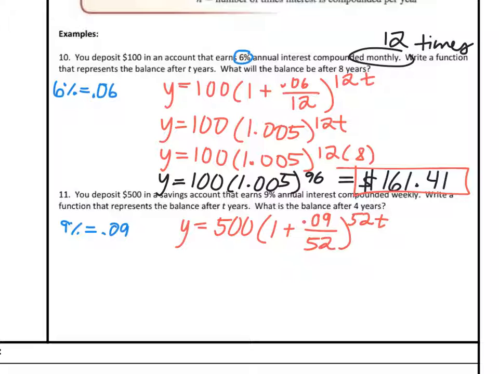What do we get? 0.09 divided by 52 is 0.0017. Let's use that. Try and be as accurate as we can. So we're going to do 1.0017 raised to 52t. But now I want to know after how many years? 4. So plug in 4 for t.